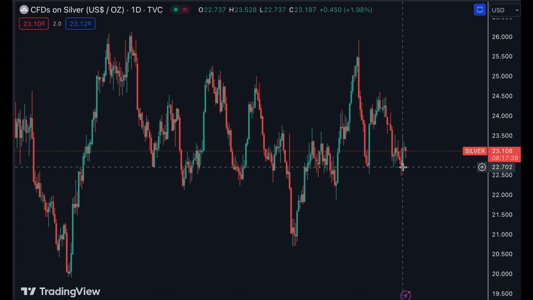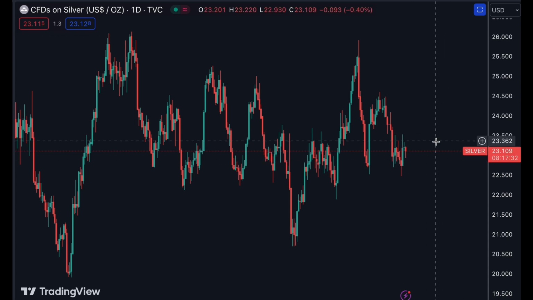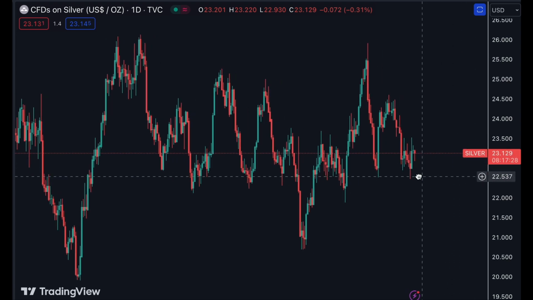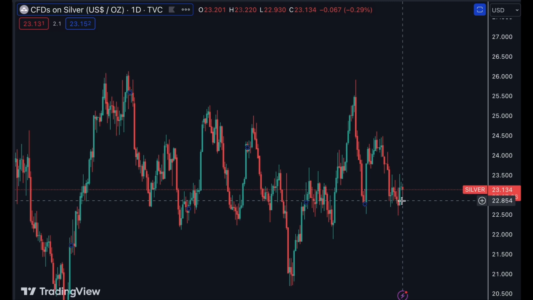So that means the ratio is going to be higher because it's going to cost you more ounces of silver at this price to buy gold. Therefore, silver could look like a more attractive investment at the time. You know, today the gold silver ratio is 88.5, which is fairly high.